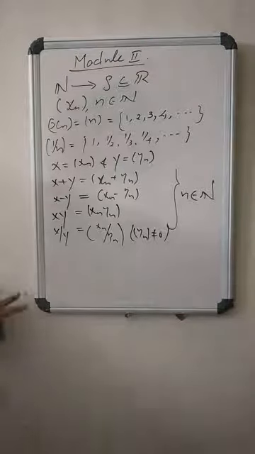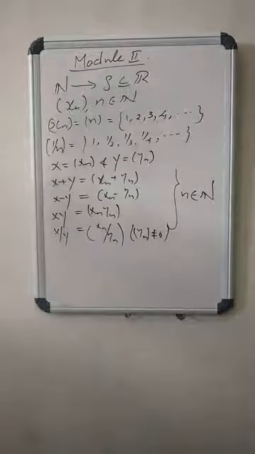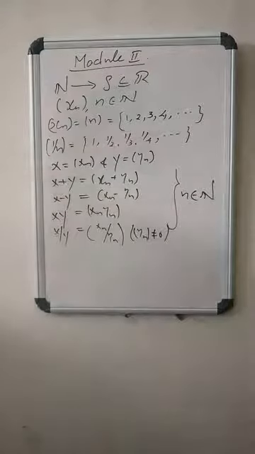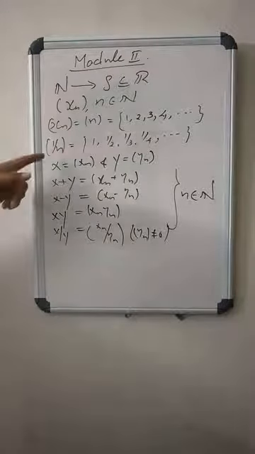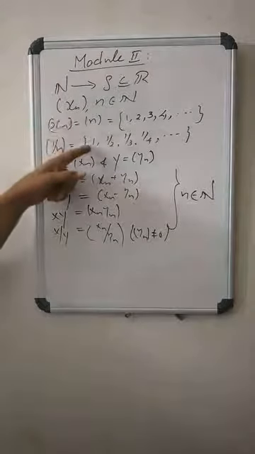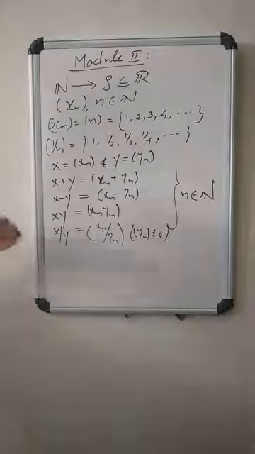Sequence addition. If x equals xn and y equals yn, then x plus y, x minus y, xy and x by y are defined in this way. For example, suppose x is the sequence n, 1, 2, 3, etc., and y equals the sequence 1 by n. So what is xn plus yn? It is 1 plus 1, 2 plus 1 by 2, 3 plus 1 by 3, and so on. Similarly, x minus y, xy, x by y.